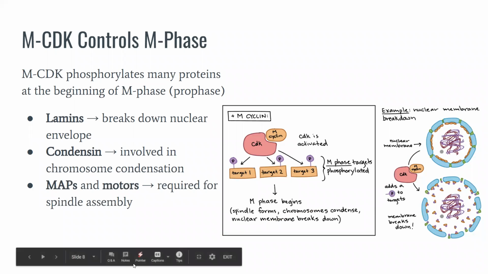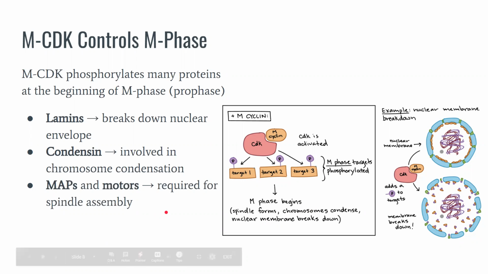Then MCDK can also phosphorylate condensin. This is important because once this happens, the chromosomes condense. We need this for separation of the chromosomes during anaphase. This is just another important step of prophase. And then MCDK can also phosphorylate MAPs and motor proteins, which are really important for spindle assembly.